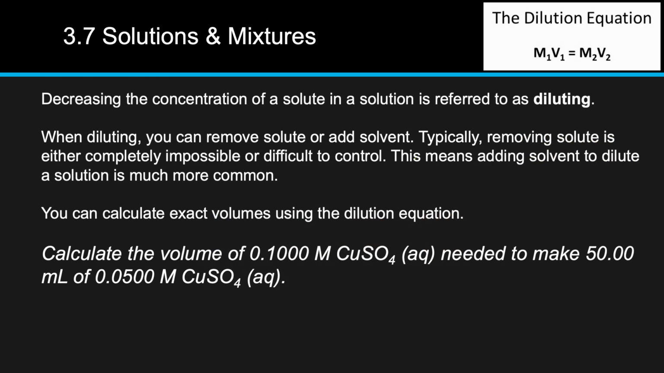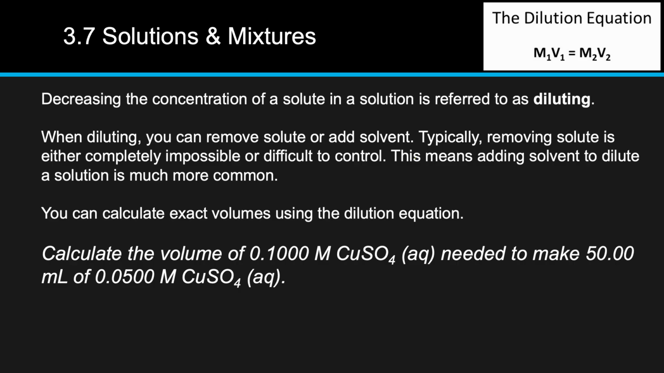So when we are working with solutions, sometimes you have a solution that is way too concentrated and you need to dilute it down into a lower concentration. In order to do that, we're using the dilution equation, which is something you have to memorize. And it is M1V1 equals M2V2. So we have our initial concentration and our initial volume, and that's going to equal our final concentration and our final volume.